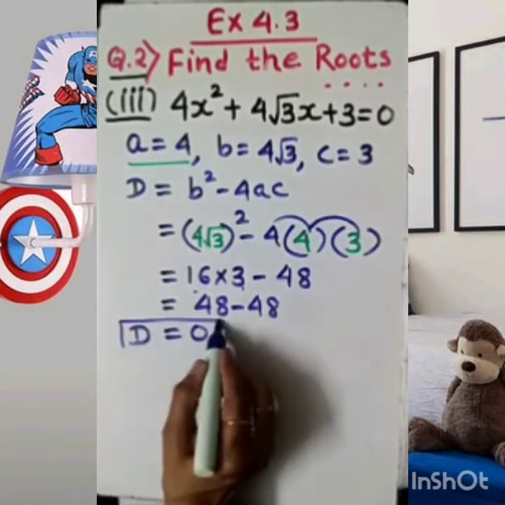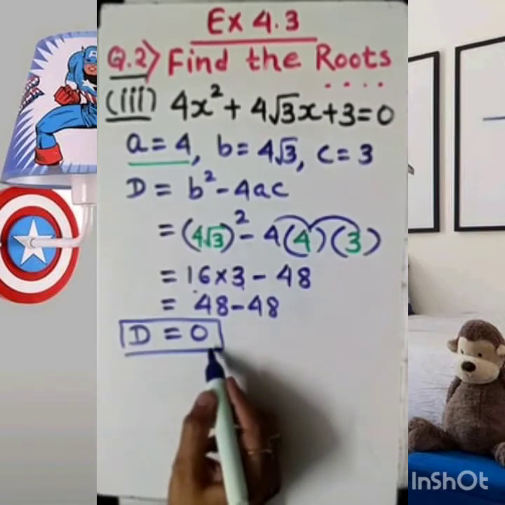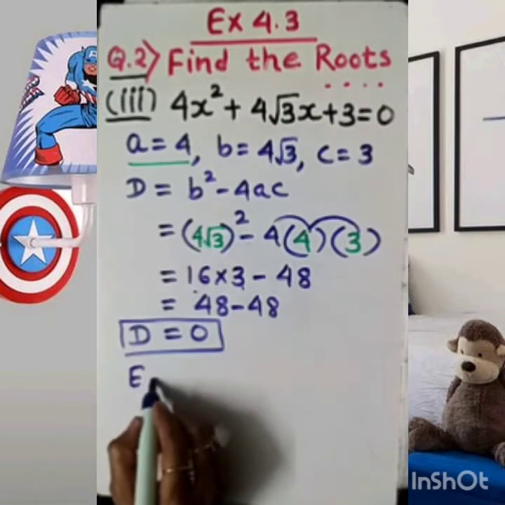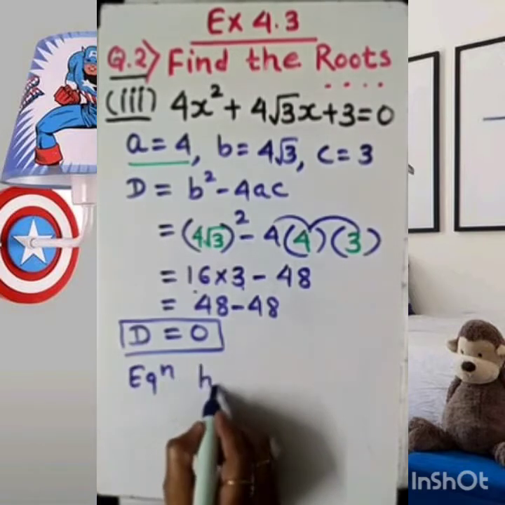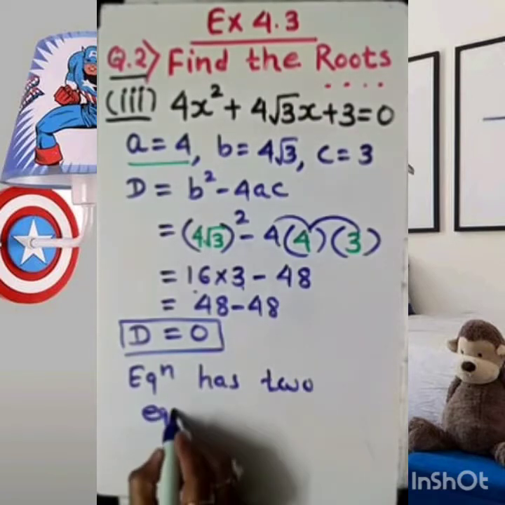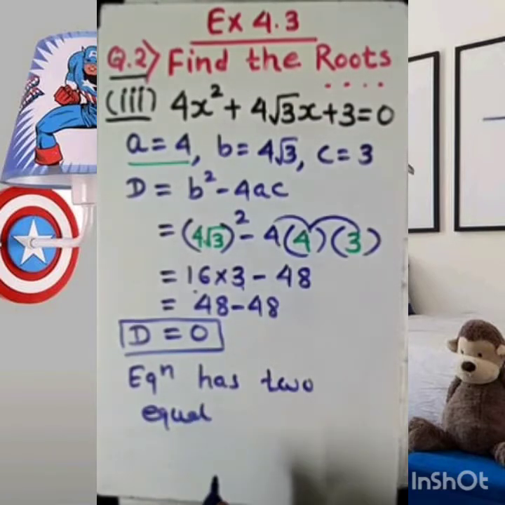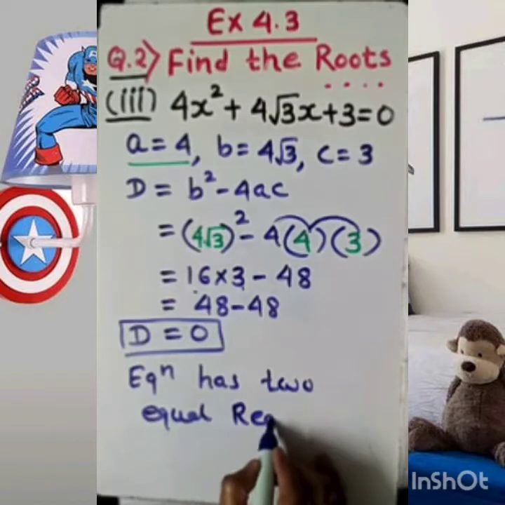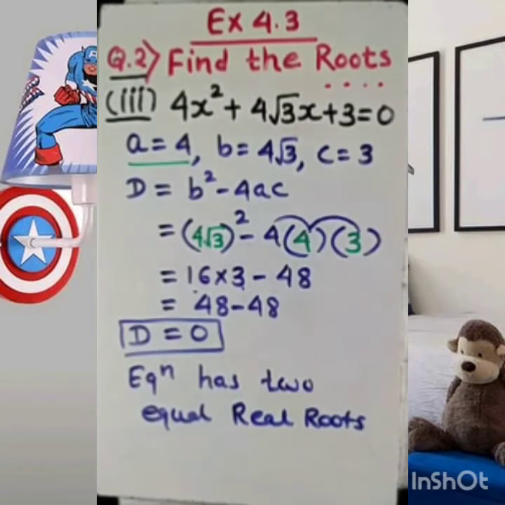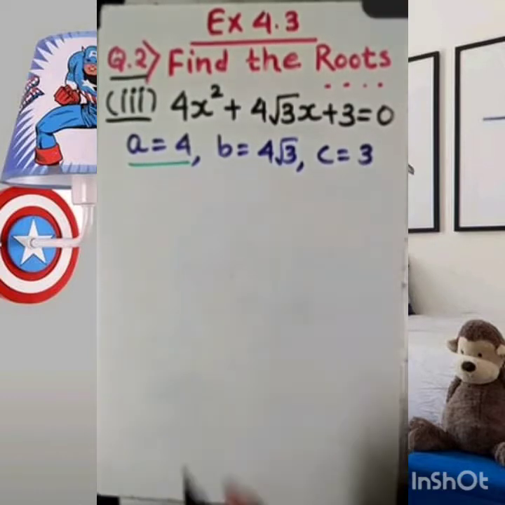And dear student, whenever D equal to 0, please keep this in mind: the equation has two equal roots. The equation has two equal real roots. Okay, two equal and real roots means both of the roots will be similar. So now let's apply the quadratic formula.